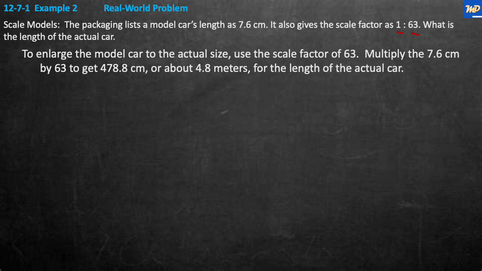So to enlarge the model car to the actual size, use the scale factor 63. You multiply 7.6 centimeters by 63 to get 478.8 centimeters, or about 4.8 meters for the length of the actual car. So you multiplied the model to get the full size car. You could have gone in reverse. They could have said that the car is 4.8 meters long, and we want you to cut this down to a scale factor of 63. Well, then you would have ended up doing that division, and you would have gotten 7.6 centimeters.